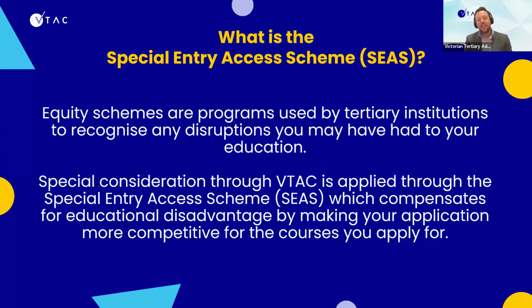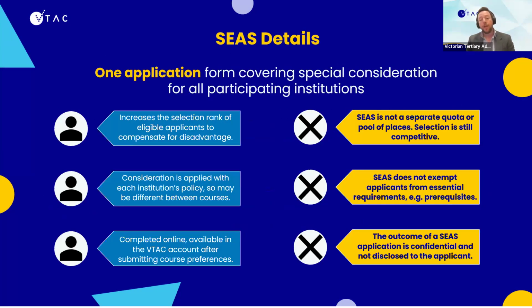Your selection rank begins with your ATAR and goes up from there to include adjustments such as special consideration. So SEAS won't change your ATAR. Your ATAR will be calculated purely on the maths, so your scaled study scores, but it can increase your ranking for selection. So you complete one form and it covers all of your eligible preferences. SEAS is considered by all of the major universities and most of the TAFEs and private colleges. As we said, it compensates for educational disadvantage by increasing your ranking for selection.